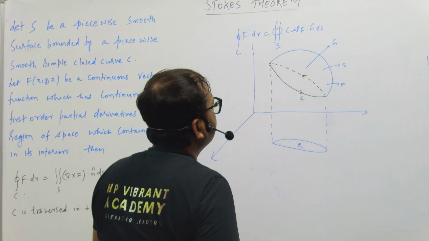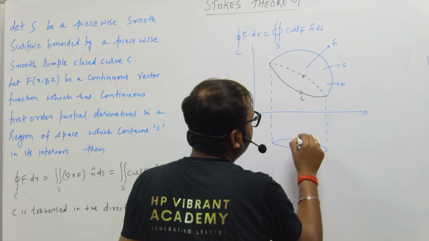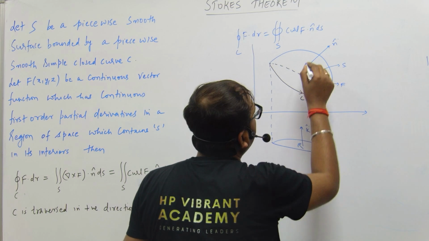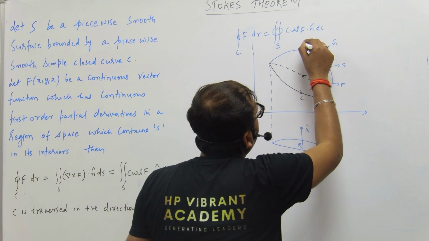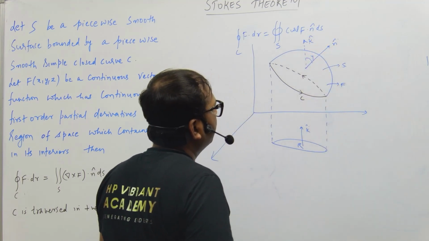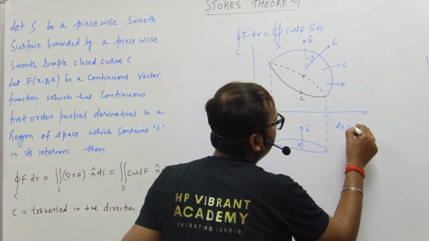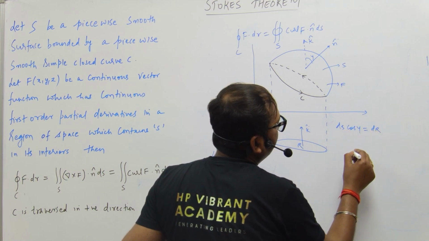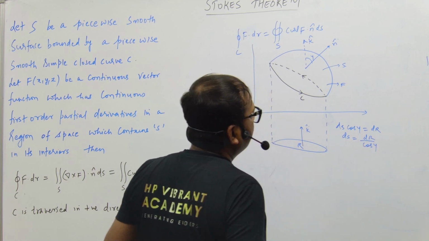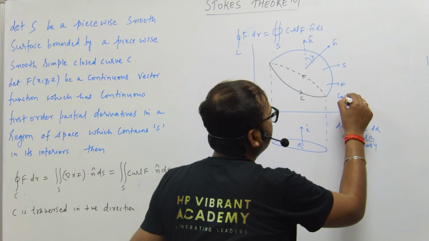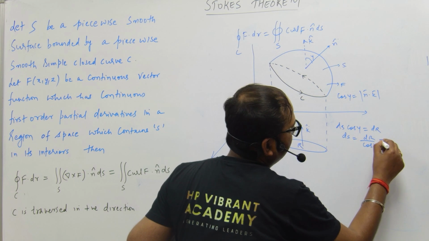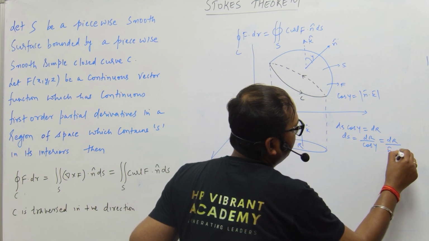Let us take the unit vector perpendicular to this region R as k cap. Let's consider the angle between n cap and k cap as gamma. So we have dS cos gamma equal to dR. Here dS is equal to dR upon cos gamma. Cos gamma we can write as n cap dot k cap. So dS is equal to dR upon n cap dot k cap.